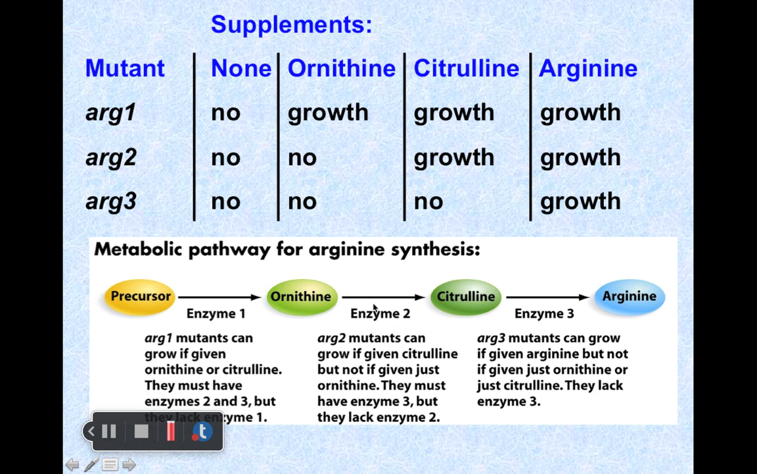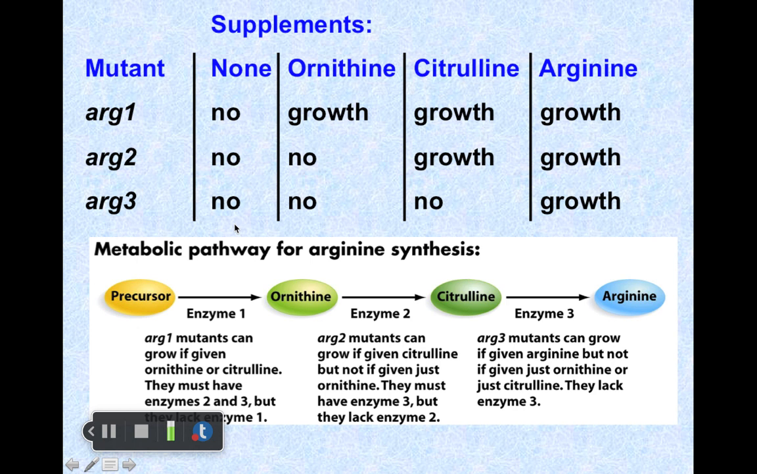So just to think about it, if you notice the pathway toward the bottom, if this first gene that codes for enzyme 1 is mutated, if you add ornithine, you would expect it to grow because it can complete the rest of the pathway. If you add citrulline, again, you would expect it to grow. And of course, if you add arginine, you should expect it to grow as well. And sure enough, those are the results that they ended up with for that strain.